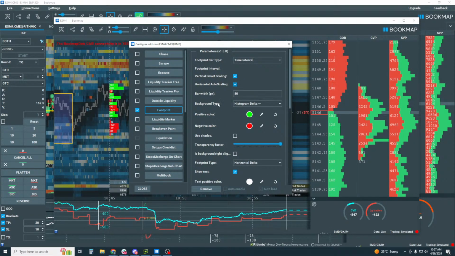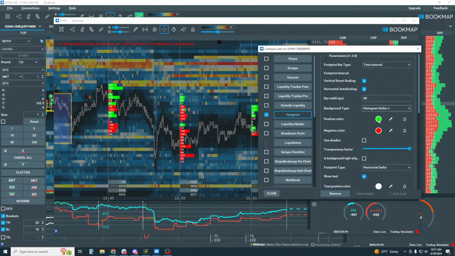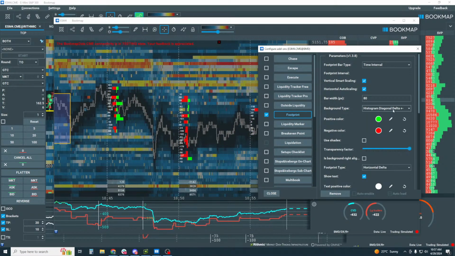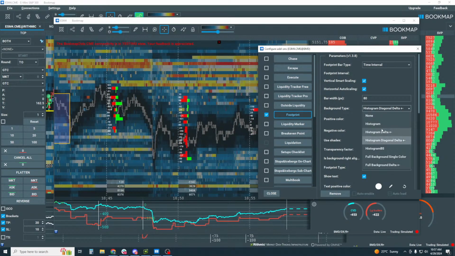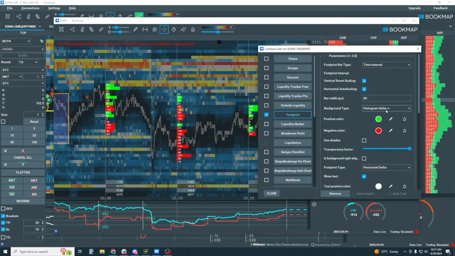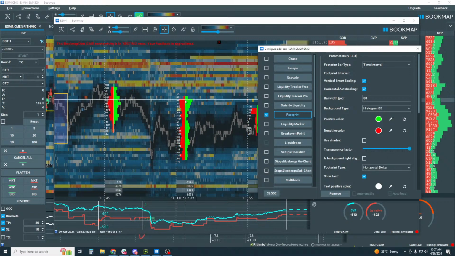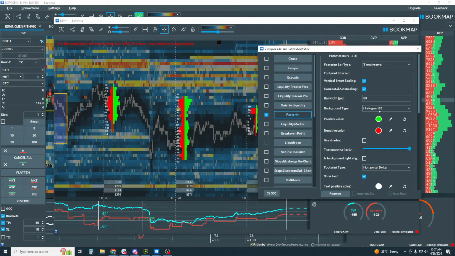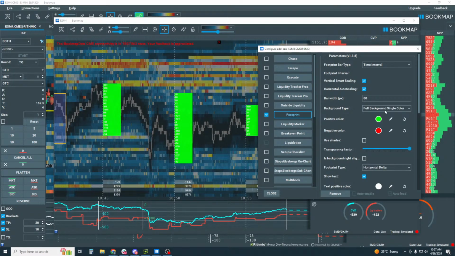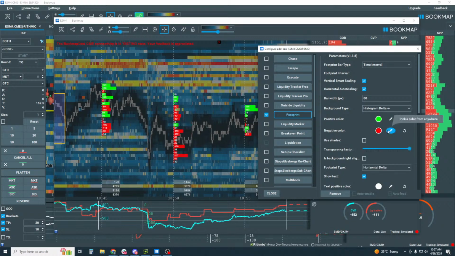I'm also looking at the background type in here. There are all sorts of different ways to look at it, you can look at the delta chart here. You can look at a histogram. You can look at this is the histogram delta chart that we were showing earlier. We can look at just buying and selling histogram here. We can look at a solid color. We can also look at a delta solid colors here. Okay, so I like this one.